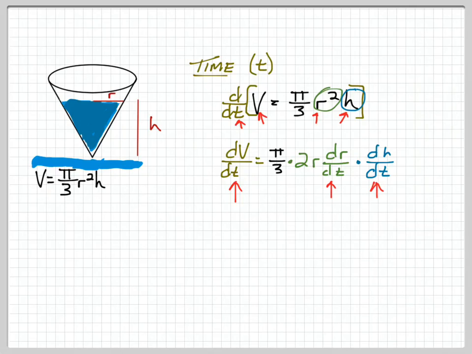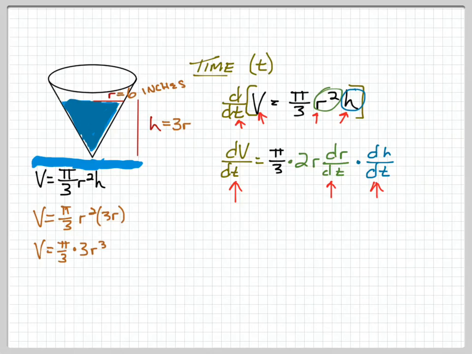Okay, so let's put some specifics in here. Let's say our radius is going to be 6 inches. And at that specific moment, we know that our height also equals 3 times our radius. So this is going to make things pretty easy. If we want to find the volume, we're going to take pi over 3 times r squared times 3r, right? So we're just replacing h with 3r. We can do some simplifying and we get the volume is pi over 3 times 3r cubed, and do some more simplifying, get rid of those 3's, and we get the volume is pi r cubed.